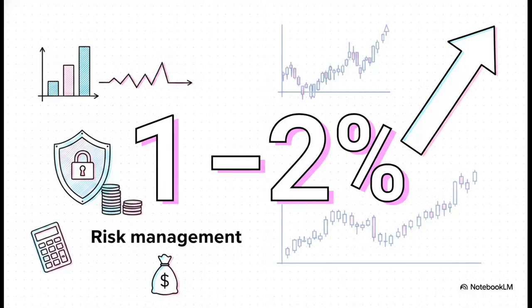If you take only one single mathematical concept away from this entire explainer, please make it this: 1 to 2%. That is the golden rule of risk management. You should only ever risk 1 to 2% of your total account value on any single trade, period. Keeping your risk small leads to massive opportunities over the long run, and it completely ensures that one bad trade is never going to wipe out all of your hard work.